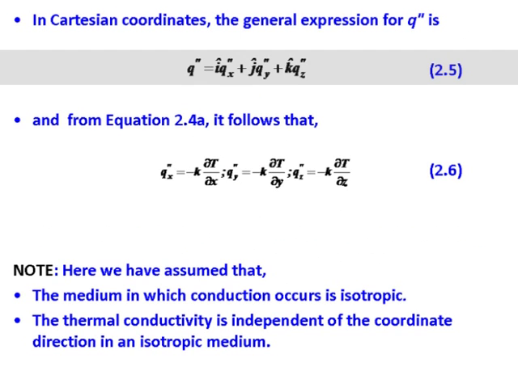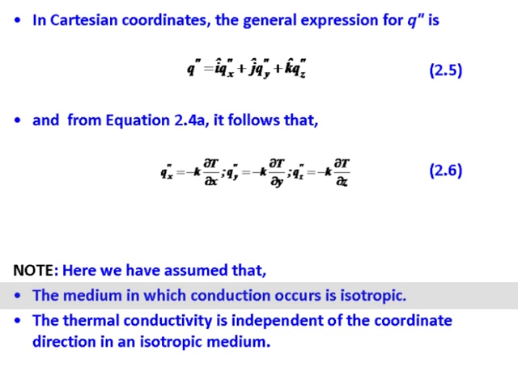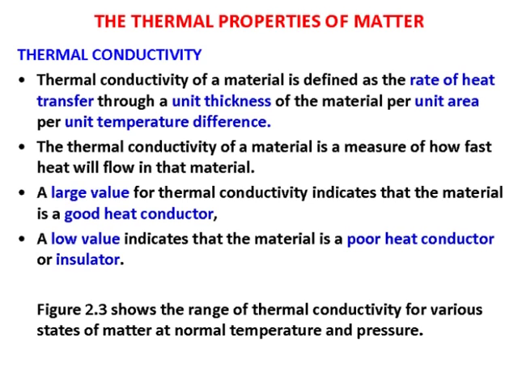So, this is the same thing, q'' = i q_x'' + j q_y'' + k q_z'', and each one is represented differently here, del T del x, del T del y, del T del z. And of course, we have taken k as independent of direction. That means the medium in which conduction occurs is isotropic. Iso means the same, tropic is direction; it is the same in all directions, and thermal conductivity is independent of the coordinate direction. Okay, so that is about Fourier's law of conduction, retelling.